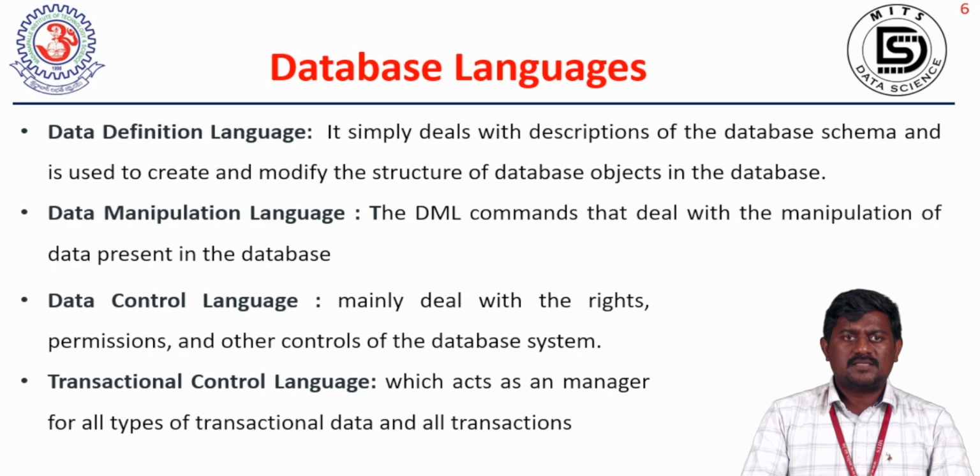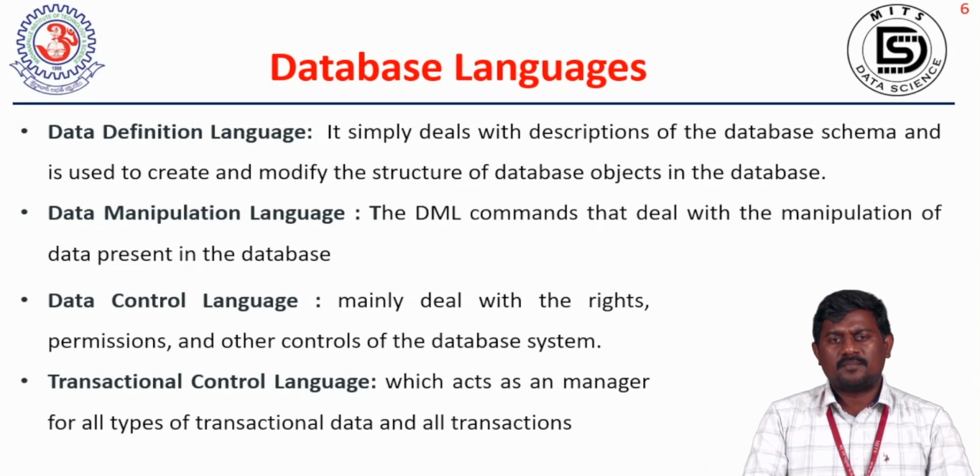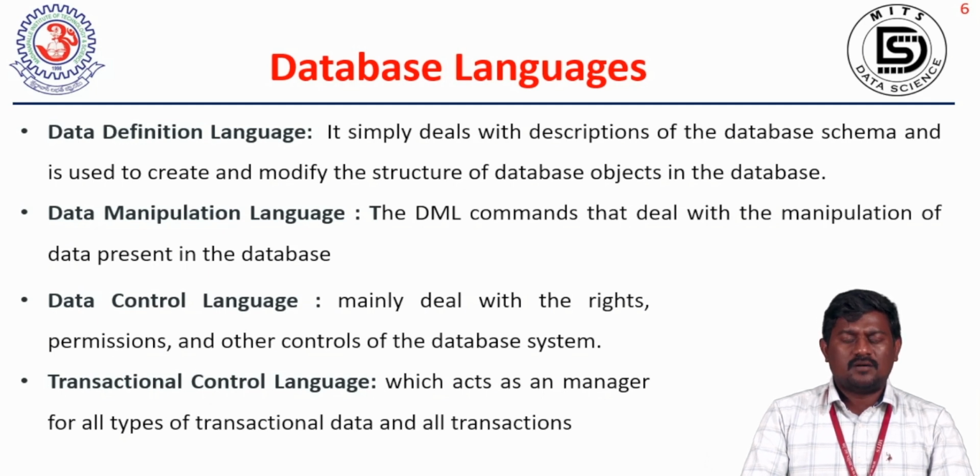And the third one is data control language. The name itself indicates that it controls the data. In DCL we have commands like grant and revoke. And the final one is transaction control language, which controls the transaction data. In it we use commands like rollback, savepoint, and commit. By using these commands, we store and retrieve the data from the database.